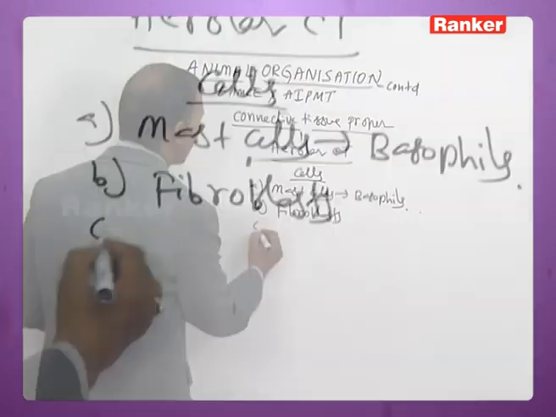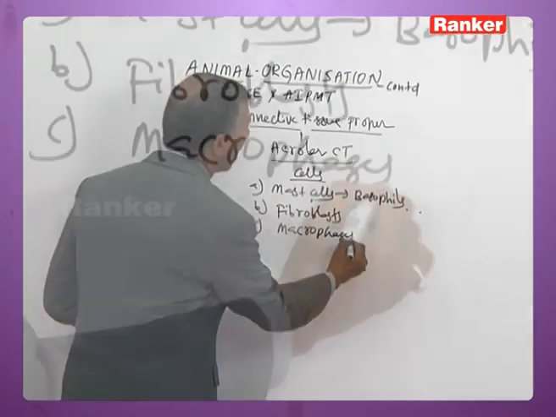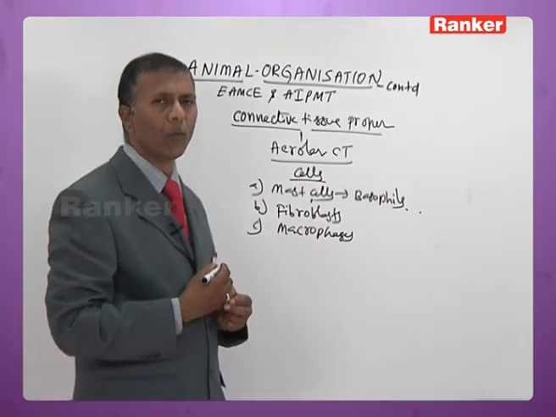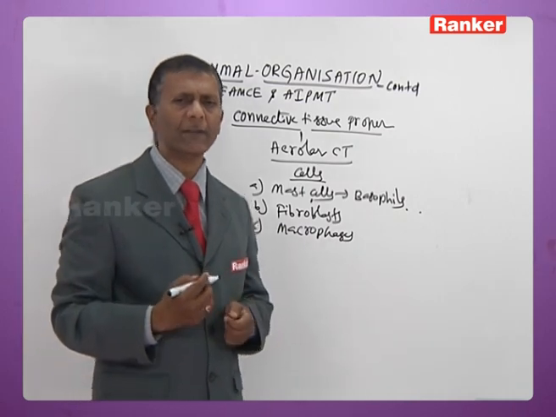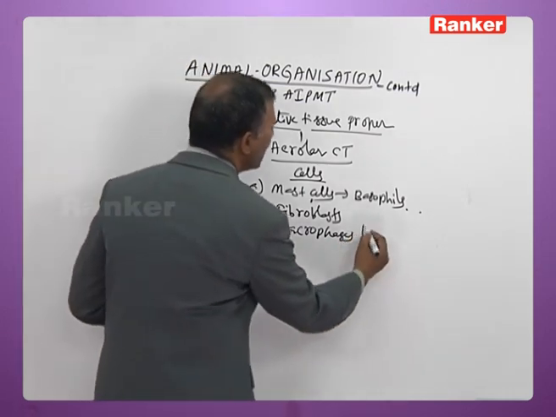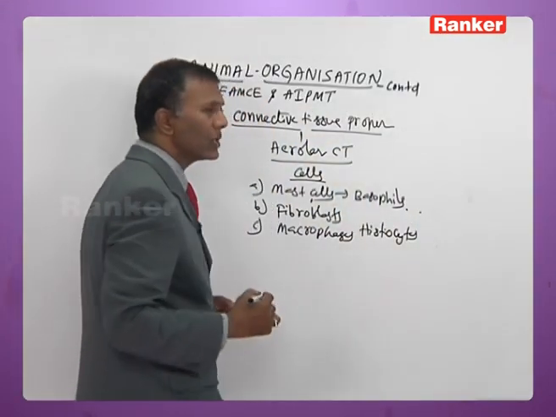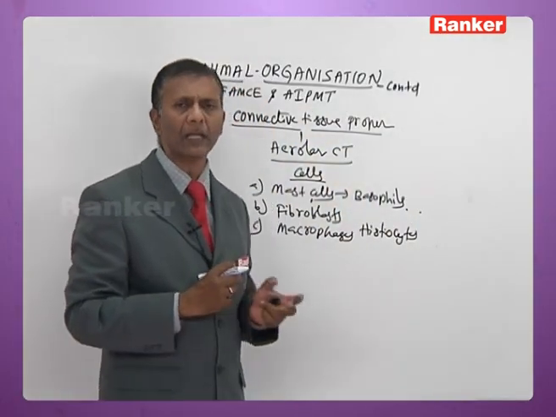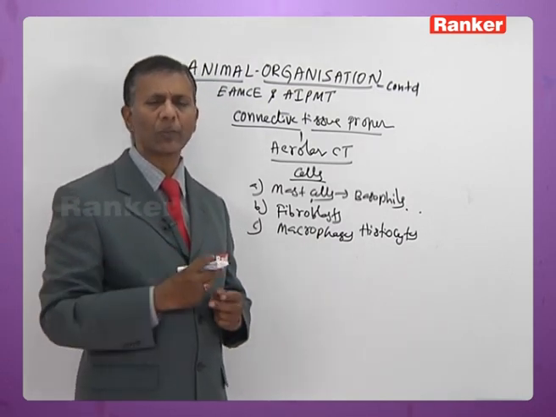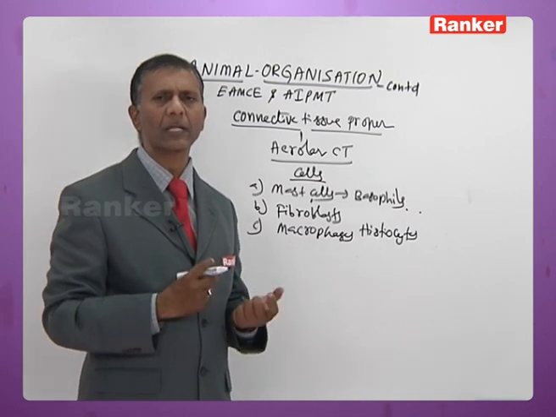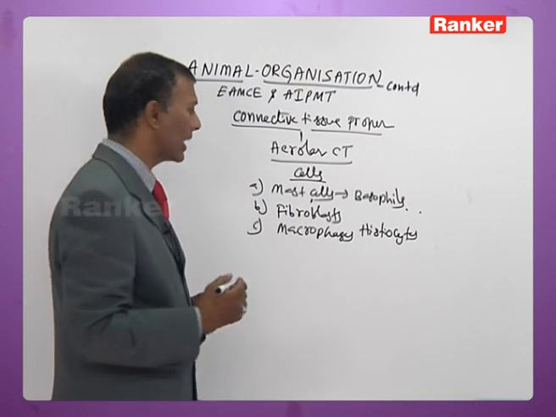The next you have macrophages. The macrophages are the modified monocytes. There are different types of macrophages again. The fixed macrophages are called histiocytes. If they are stationary, confined to a particular organ, they can be called histiocytes. If they move from place to place in search of foreign particles, you can call them wandering macrophages. So they are the modified monocytes.